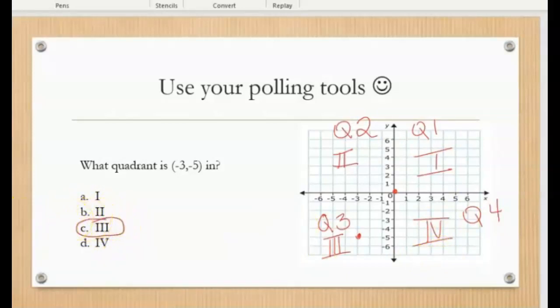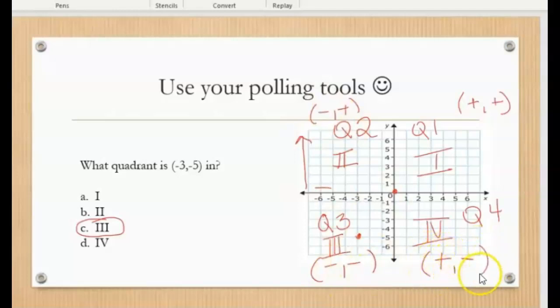Sometimes people like to label this as well, like the signs. So quadrant 1 is positive, positive. Quadrant 2 is negative, positive. And that's because the x value is negative, right? If we start at 0, 0, all the x's are negative and all the y's are positive. Quadrant 3 is negative, negative. And quadrant 4 is positive, negative. So you can see here we have a negative, negative. So sometimes people instantly think, oh, that's quadrant 3, without having to actually plot the point.